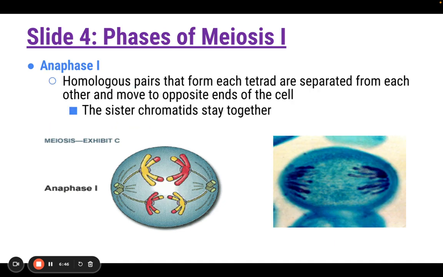During anaphase 1, the homologous pairs get separated. So the homologous pair that formed each tetrad gets pulled apart and they move to opposite ends of the cell. The sister chromatids stay together even though they have at this point already shared or swapped some genetic information with their homologous paired chromosome.